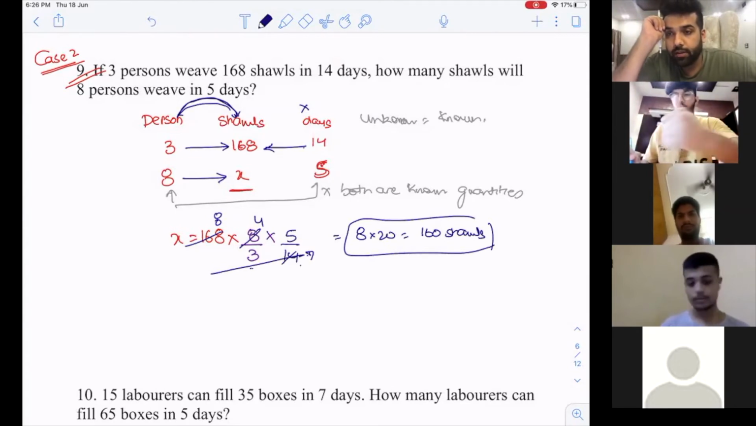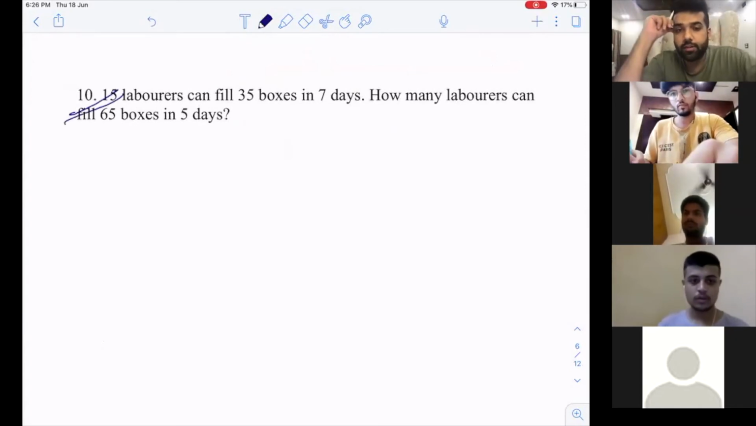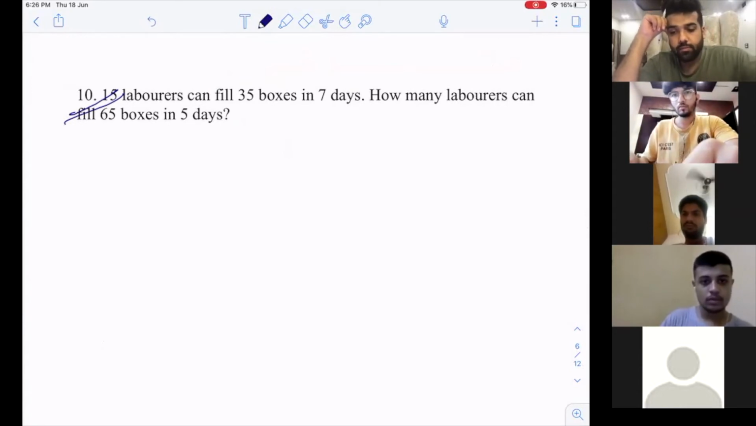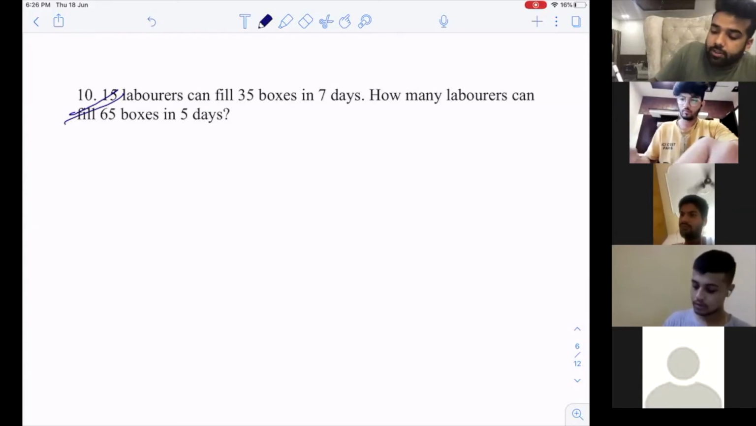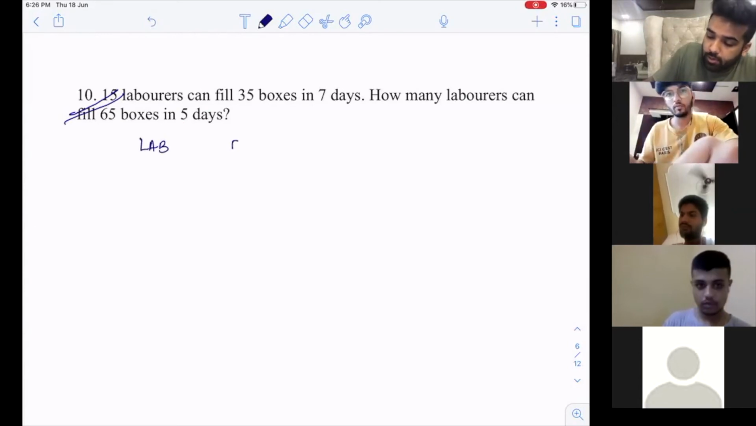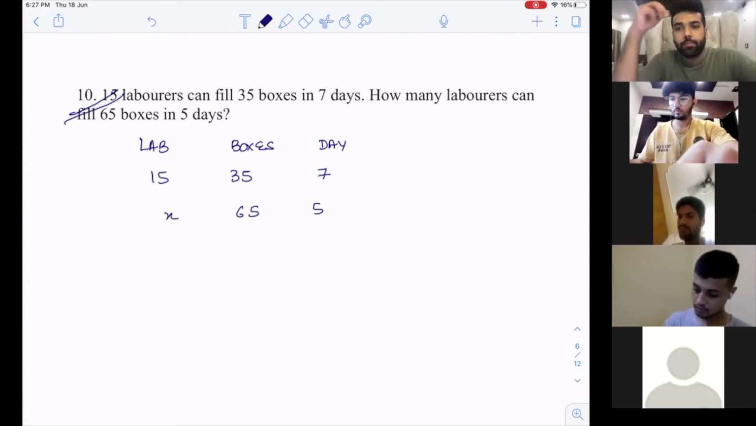Clear, everyone? Okay. Can I give you a question similar to it? Try this. If 5 laborers can fill 35 boxes in 7 days, we have 3 things given to us: laborers, boxes, and days. Try it.